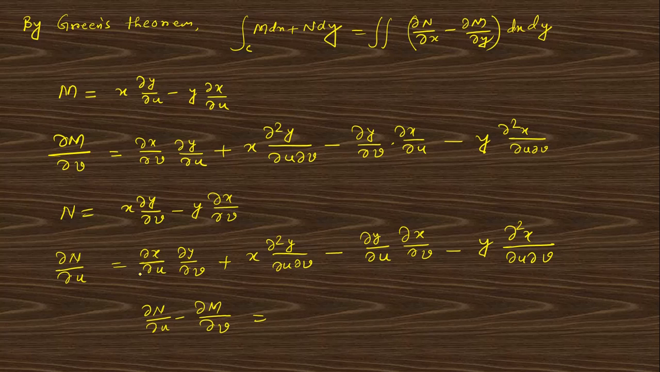If you subtract this from that, you can see these two cancel out, and this becomes minus, this is plus, this is nothing but the same. So this is 2 ∂x/∂v ∂y/∂u minus ∂x/∂u ∂y/∂v. Just check, this will be the value of this.